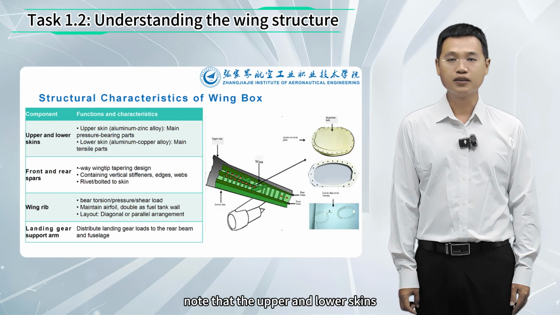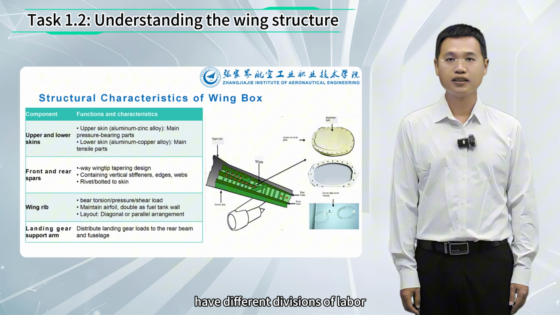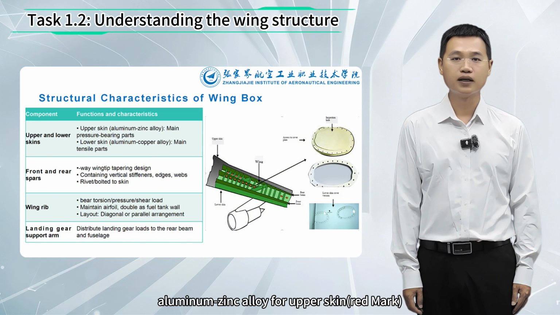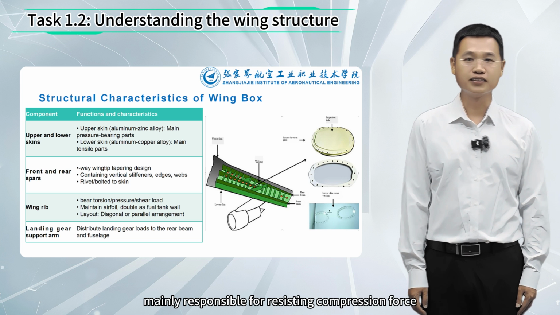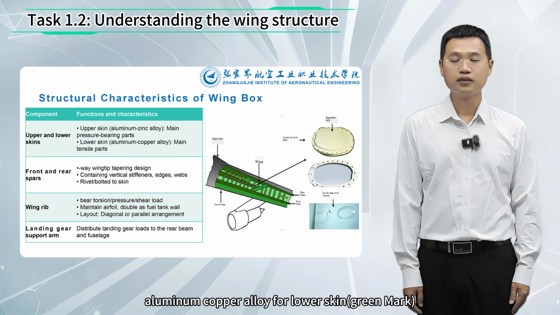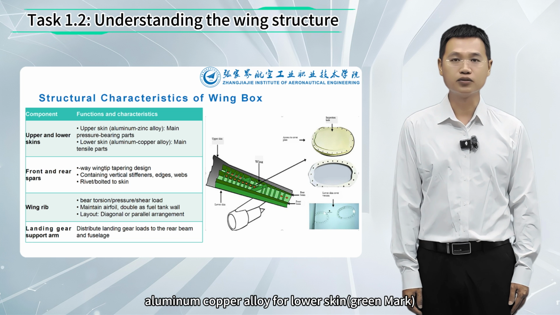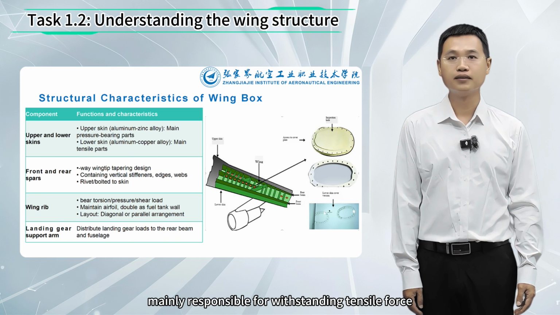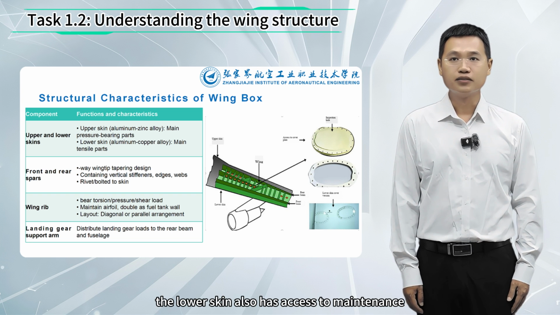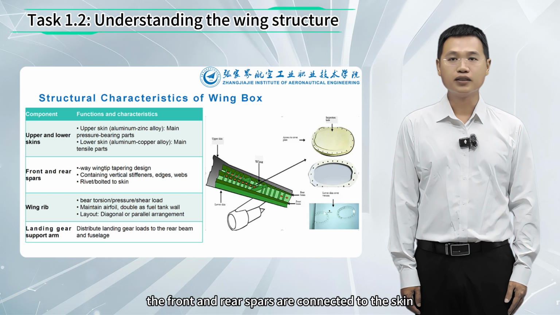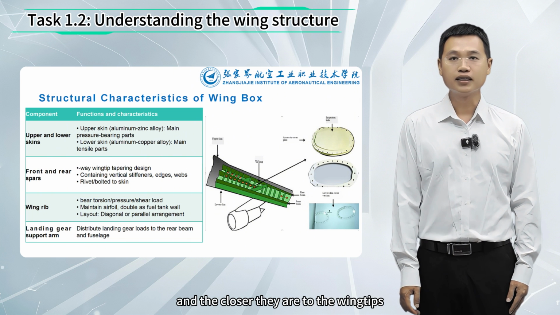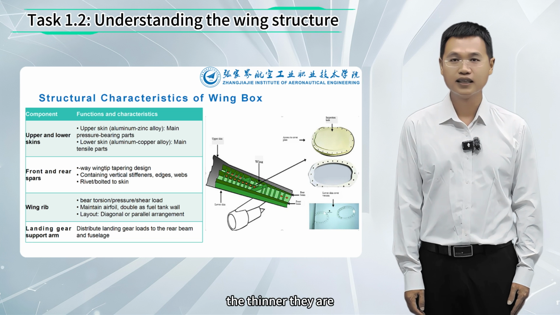Note that the upper and lower skins have different divisions of labor. Aluminum zinc alloy for upper skin, red mark, mainly responsible for resisting compression force. Aluminum copper alloy for lower skin, green mark, mainly responsible for withstanding tensile force. The lower skin also has access to maintenance. The front and rear spars are connected to the skin by rivet bolts, and the closer they are to the wing tips, the thinner they are.